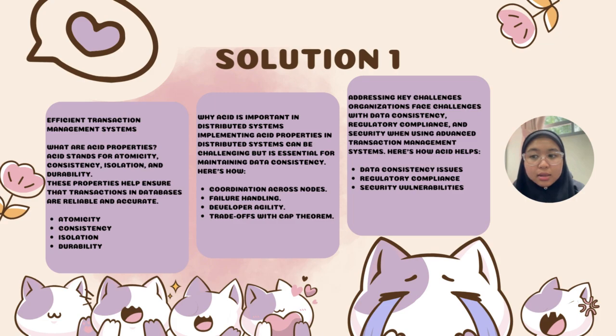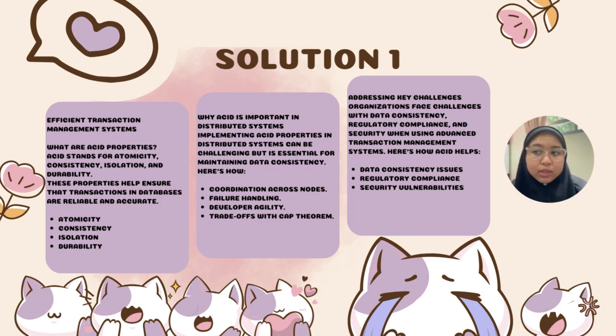Transactions happening at the same time don't affect each other. Changes made by one transaction are hidden from others until it completes. The last one is durability. Once a transaction is complete, it stays that way, even if the system fails. This ensures that important data is not lost.